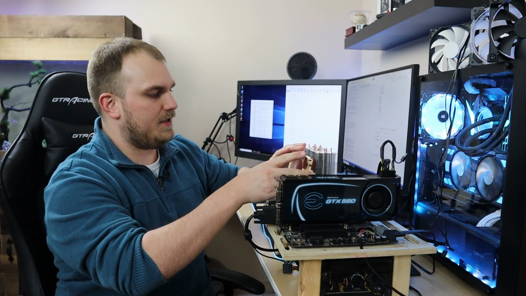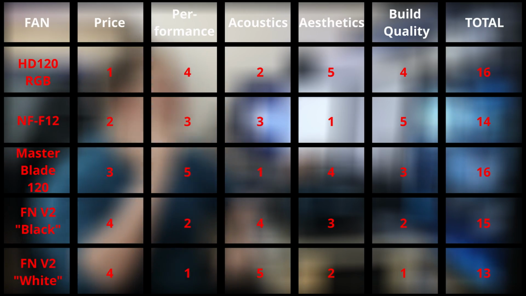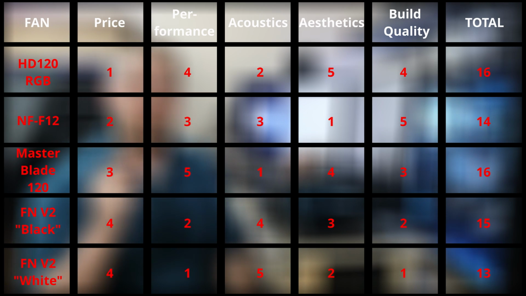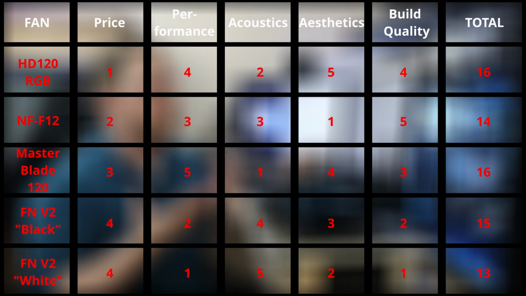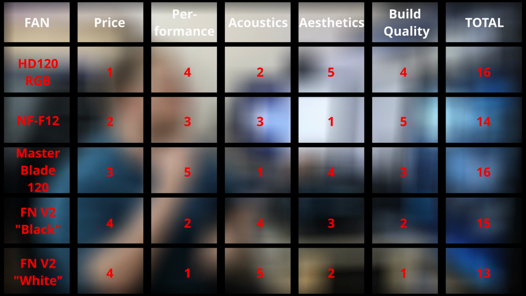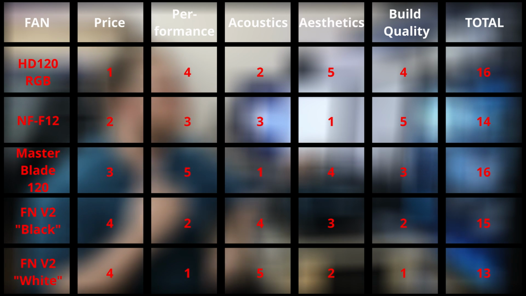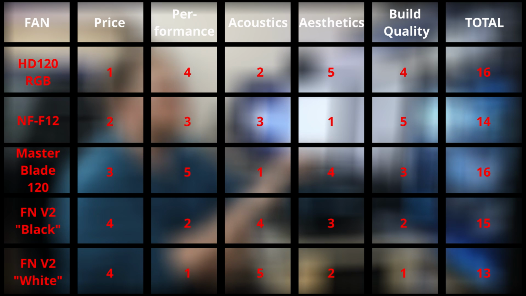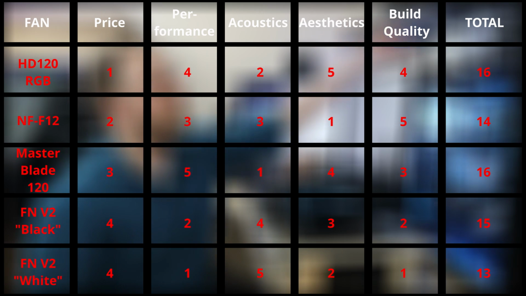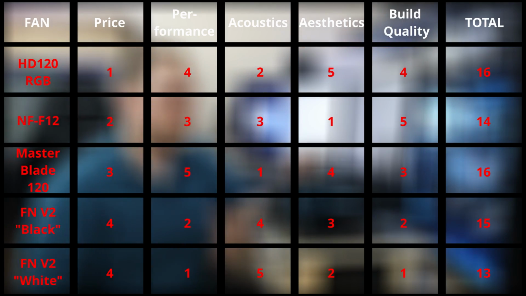So I went through and I tallied up all my scores for all the numbers that I gave each fan for each respective test. And when it's all said and done, what I got for the winner was the Corsair HD120 and the Cooler Master Masterblade 120, which were tied with 16 points each. So that's pretty random. Second place went to the black NZXT FN version 2 with 15 points. Third place went to the Noctua fan with 14 points. And in last place was the old fan from 2011 with 13 points.